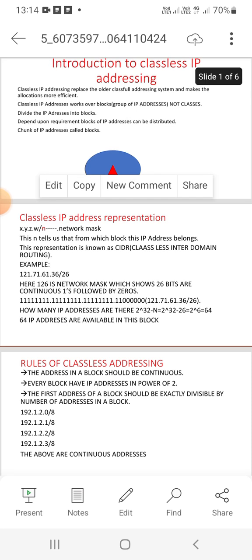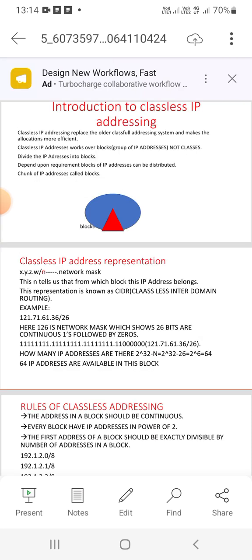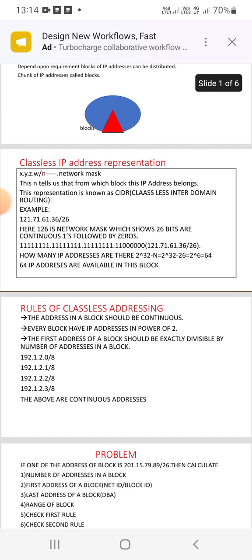Classless IP address representation: x dot y dot z dot w slash n. Slash n means the network mask. This n tells us to which block this IP address belongs. This representation is known as CIDR, classless interdomain routing.